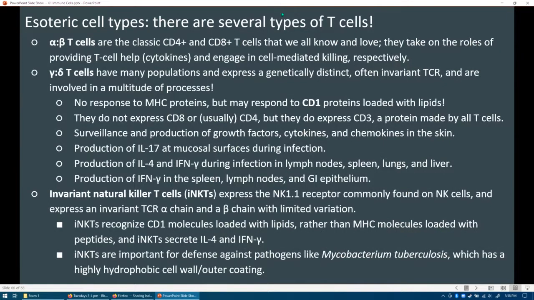And there are several types of T cells. There's the alpha beta T cells. Those are the T cells that we have talked about so far. They make cytokines if they're CD4 positive, or they kill cells if they're CD8 positive.